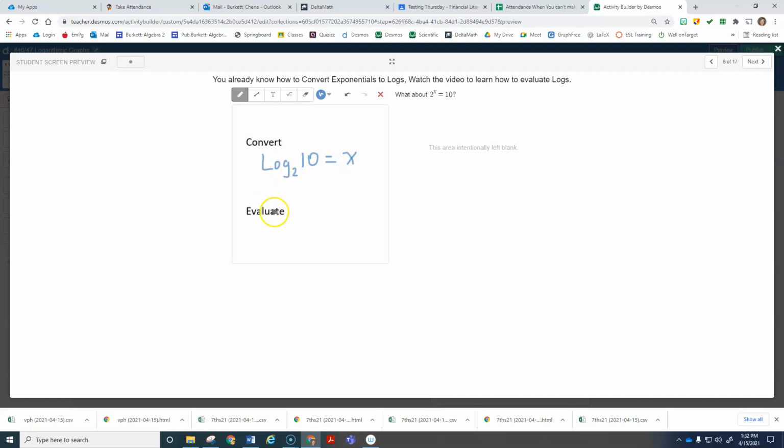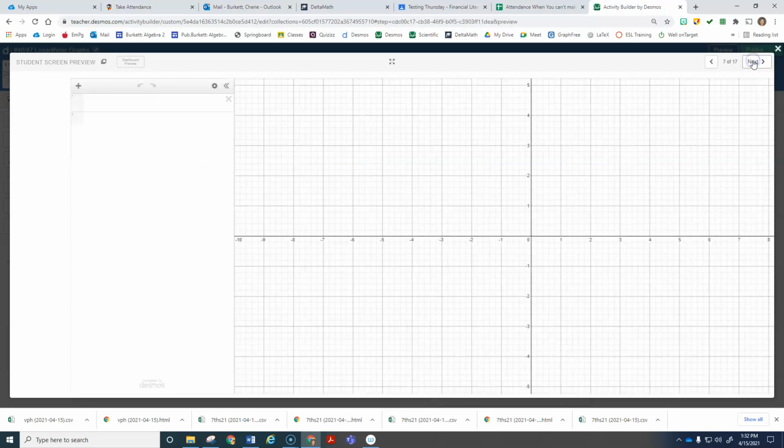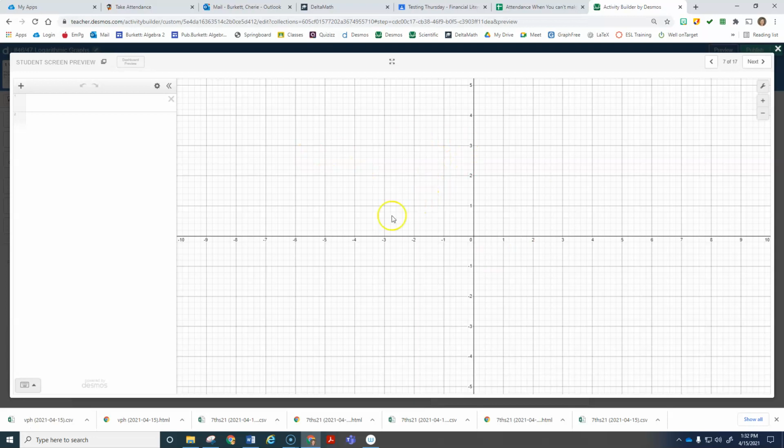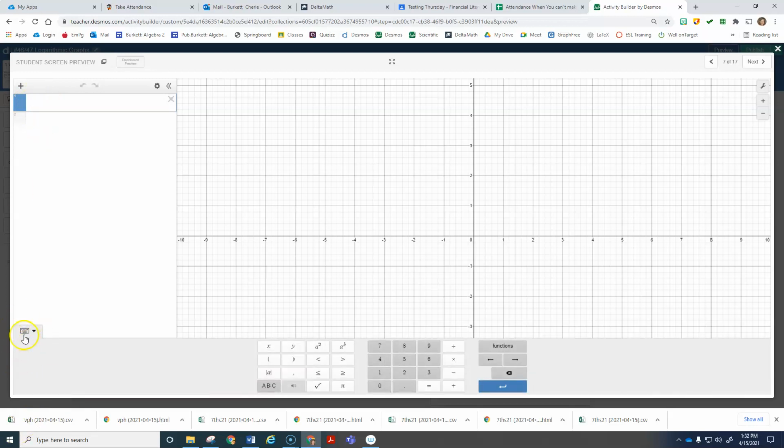So what do I mean by evaluate? This conversion process right here has us set up to where now we can use a calculator. Now remember that Desmos is a graphing calculator, but it's also just a regular calculator. So if you go to any screen right here, you'll probably need your keyboard. You can type in, let's see, there's a couple of ways to do this.